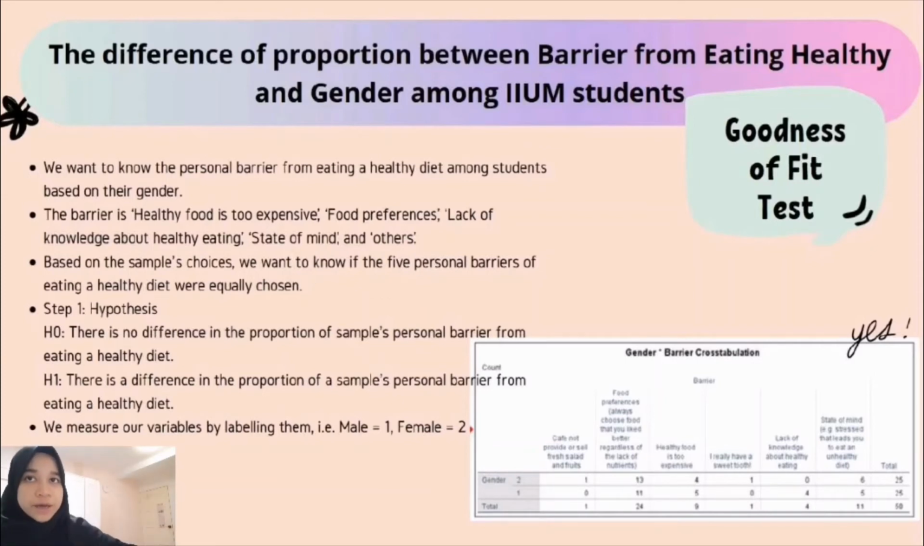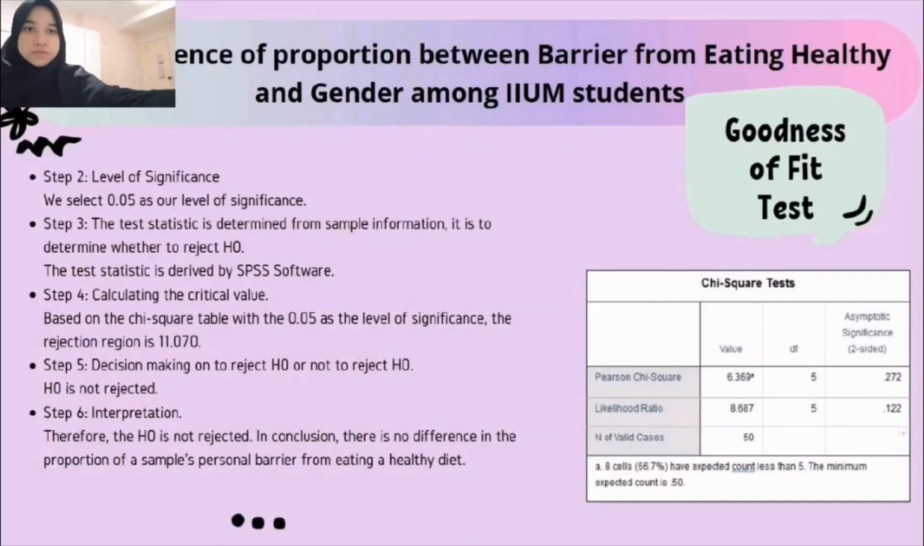Step 1, hypothesis. H null is there is no difference in the proportion of samples' personal barrier from eating a healthy diet, while H alternate is there is a difference in the proportion of a sample's personal barrier from eating a healthy diet. Next, we measure our variables by labeling them. For example, male is 1 and female is 2, as you can see from the table in the slide. Next, step 2 is the level of significance. We select 0.05 as our level of significance.